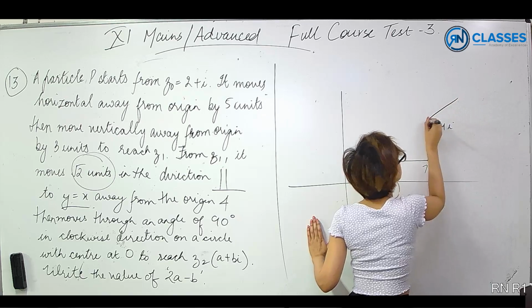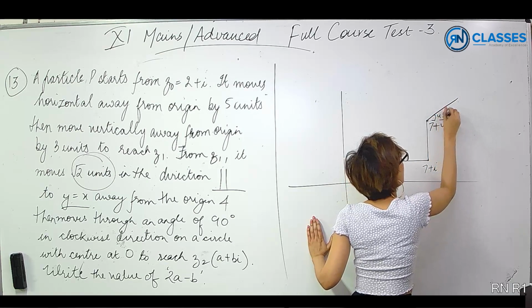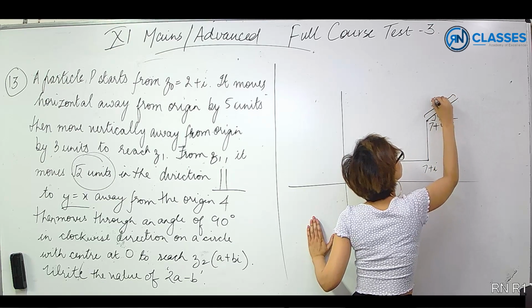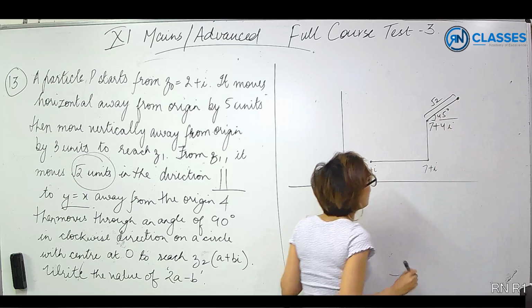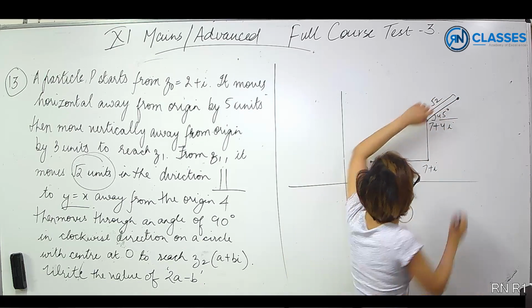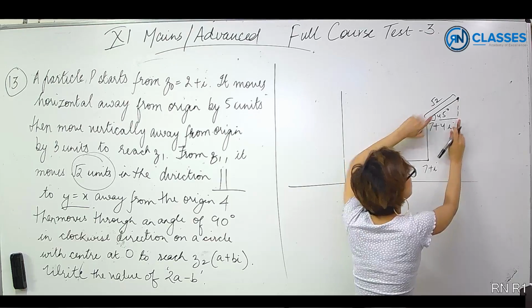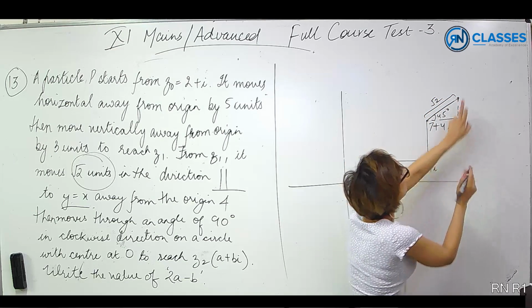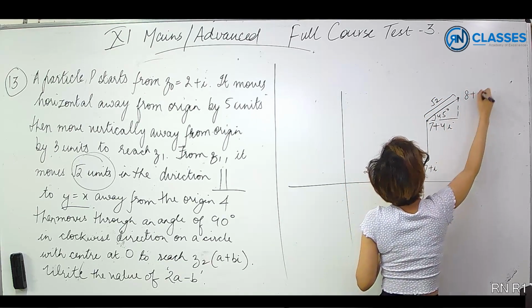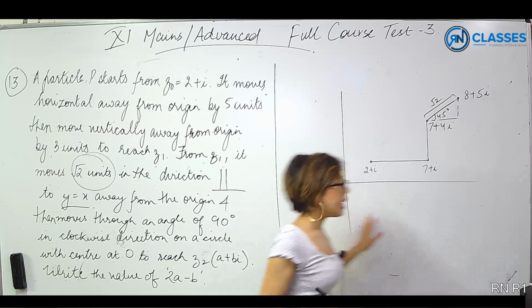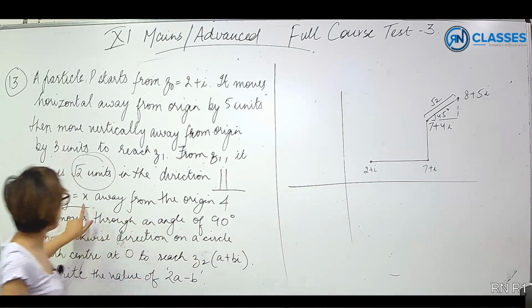45 degrees minus this is 45 degrees. And this distance is root 2. Right? Mind it, if this is 45, this is root 2, this length has to be 1 and this length has to be 1. So that means the new coordinates will be 8 plus 5 iota. Right? So my point has reached up to that point.